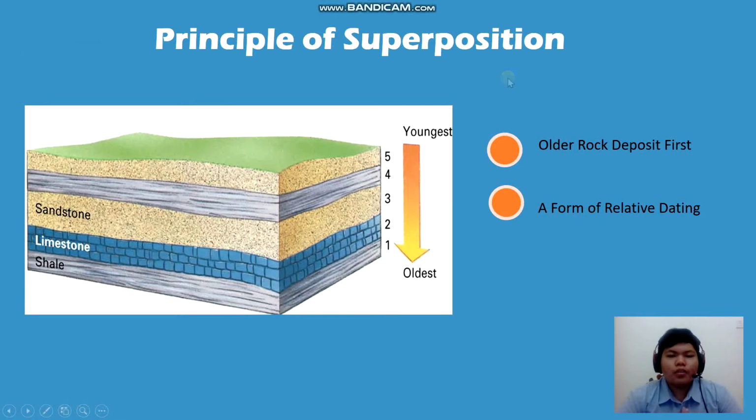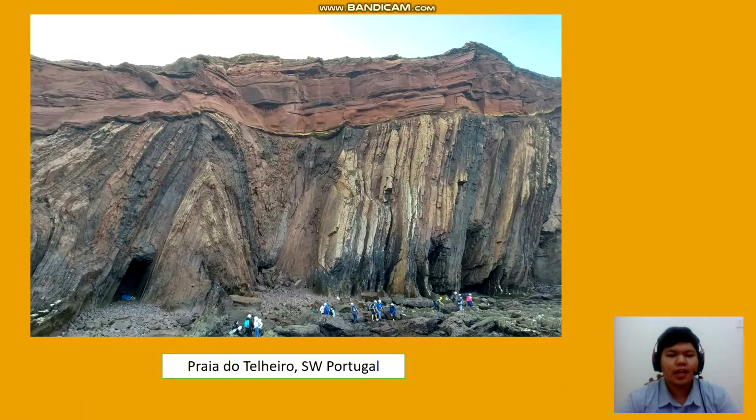Alright, let's get to the first Nicholas Steno principle, which is principle of superposition. Based on the picture right here, the oldest rock will be deposited first and the younger rock will be deposited soon after that. By this principle, we can know the older rock will be located on the bottom layer of the rock strata, while the younger rock will be on the top layer of the strata. For real life comparison, here are the examples.